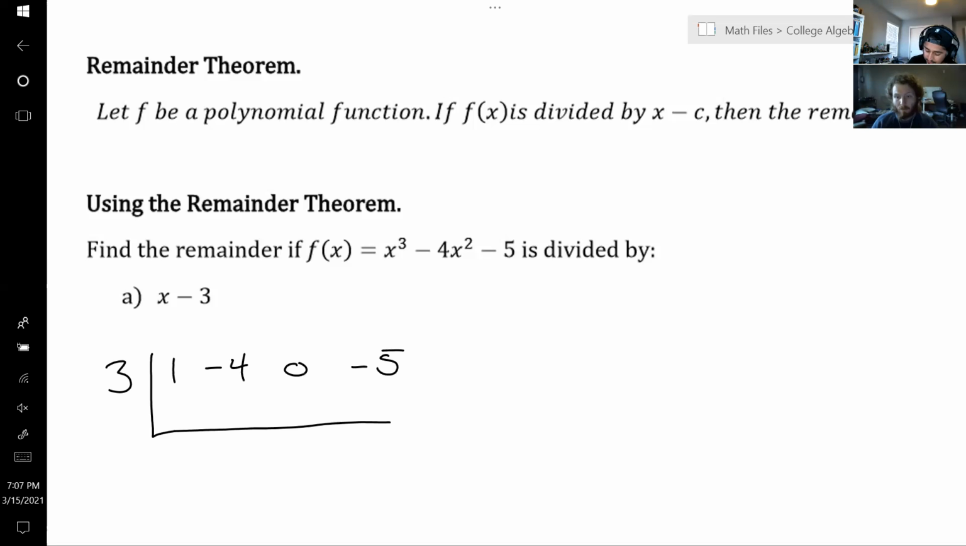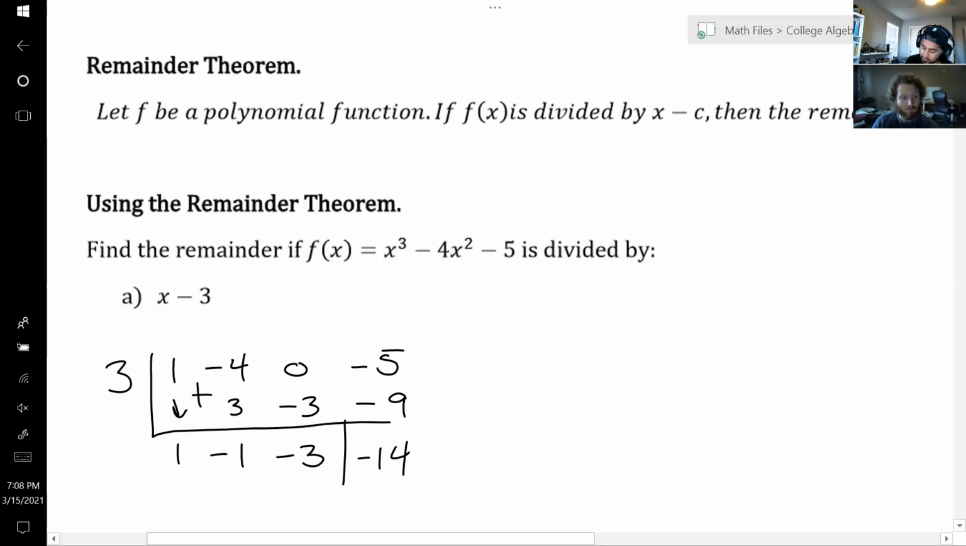3, 2, 1, 0. The 1 comes down, 3, and then we add, and then you get negative 1, negative 3, negative 3, and then negative 9. So here's our remainder of negative 14. So what remainder theorem says is, let's go ahead and check if we have it correct. Let's see if we did the division process correctly.